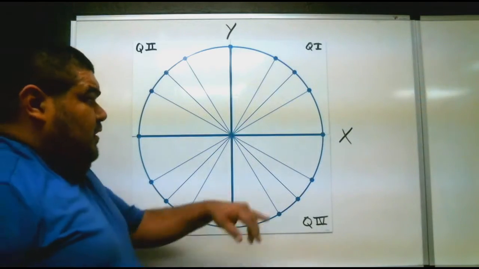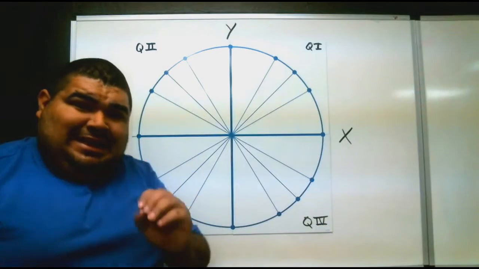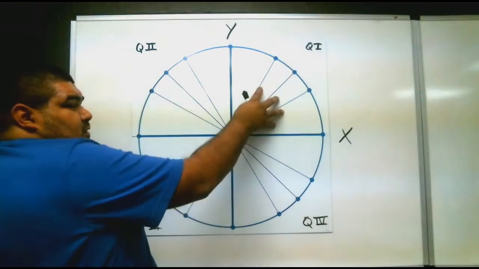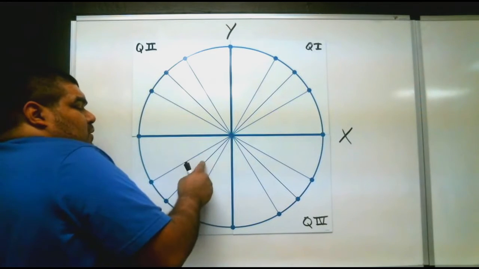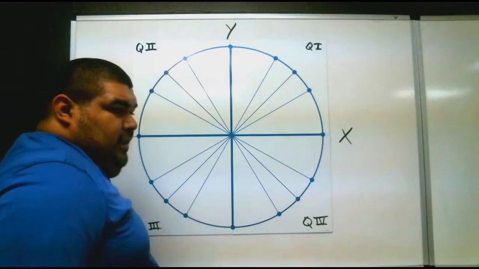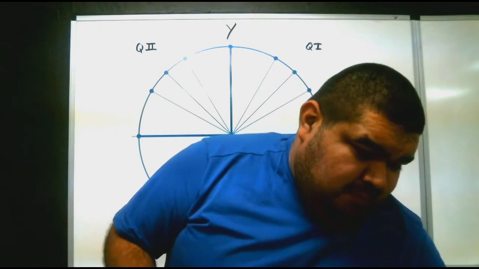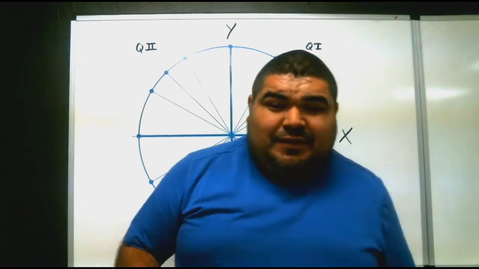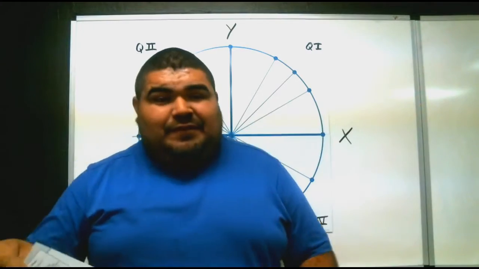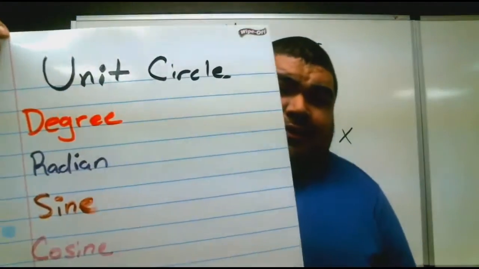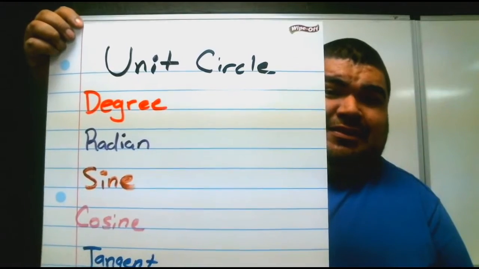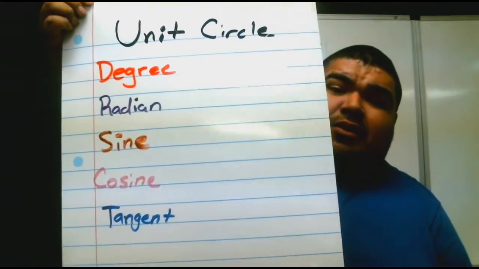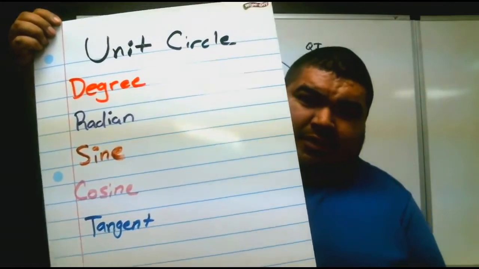Each one of our quadrants has 3 lines that cut into it. Notice we have 1, 2, 3 on one sector, 1, 2, 3 on the second one, 1, 2, 3 on the third one, and then 1, 2, 3 on the fourth one. There are 5 things that go on the unit circle: a degree, a radian, which means something with pi included, sine, cosine, and tangent.